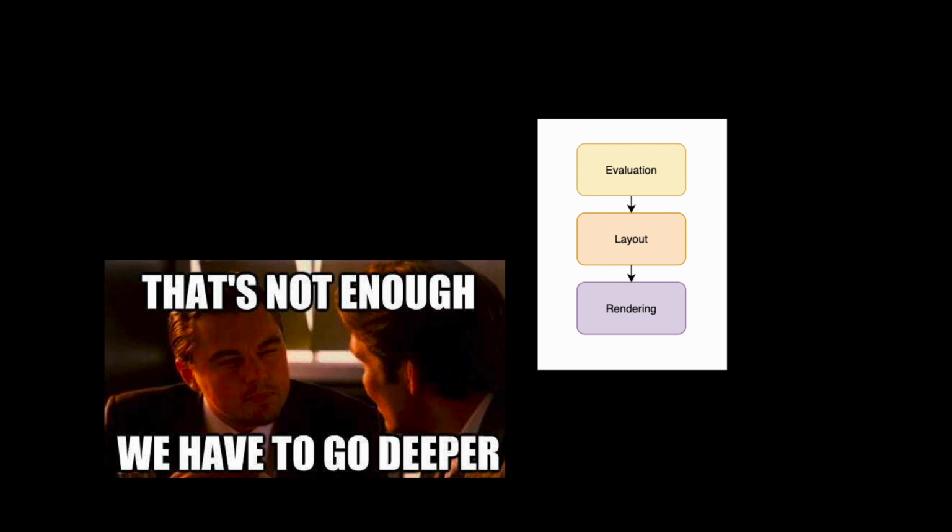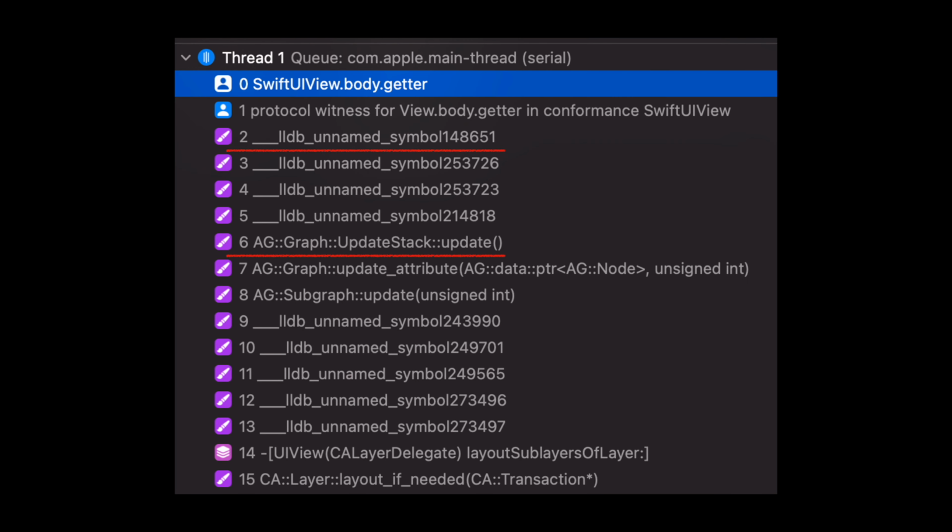Okay, how about exploring some real details we can uncover from the Xcode debugger? Let's create a new SwiftUI project in Xcode and try to see what happens before the body is called by placing a breakpoint inside the view body. We can make a few observations here. AG graph on this screenshot represents the attribute graph we previously mentioned. And these unnamed symbol rows are the parts of the SwiftUI code which remain hidden from us by Apple.